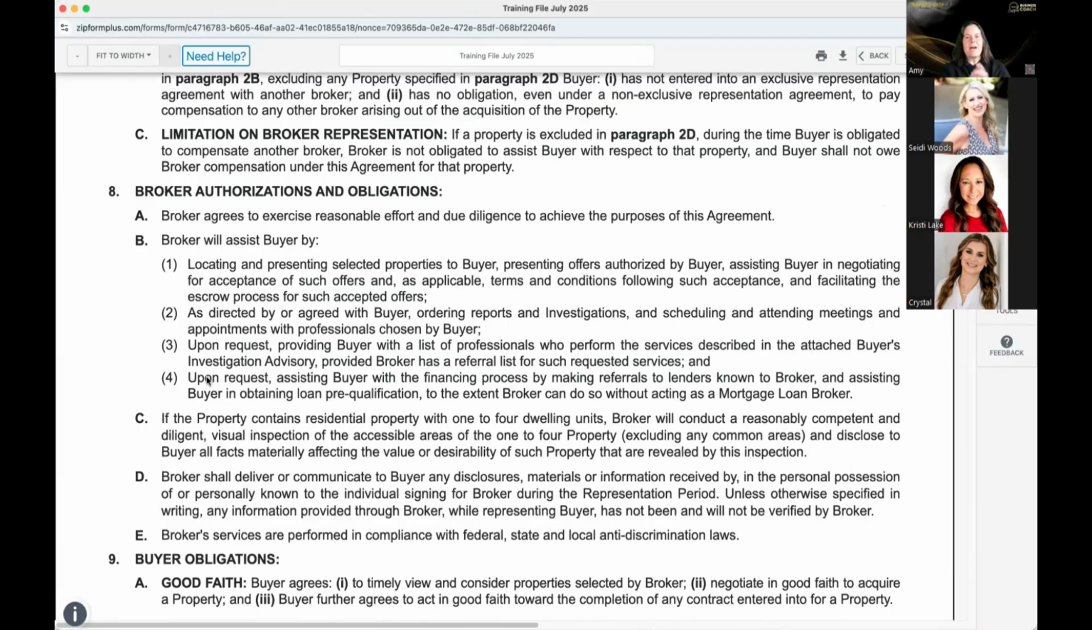And then talk about how you go above and beyond, because everybody has to do this. But here's what I do in addition to these items to help you find your next property, right? So we want to talk about how we can build on that. So make sure you spend some time in Section 8.